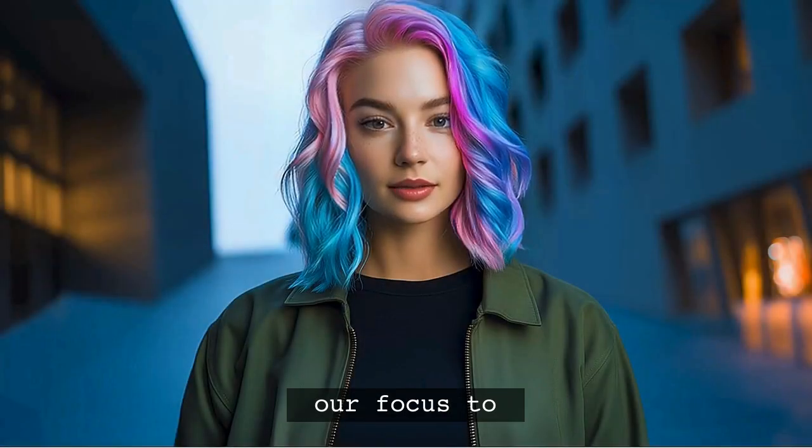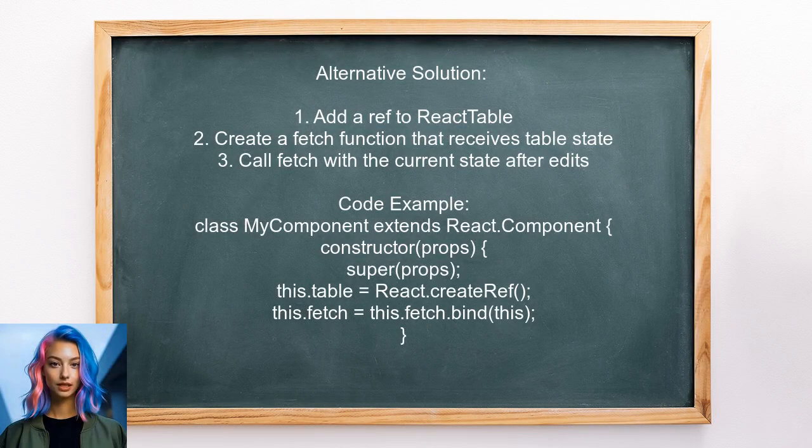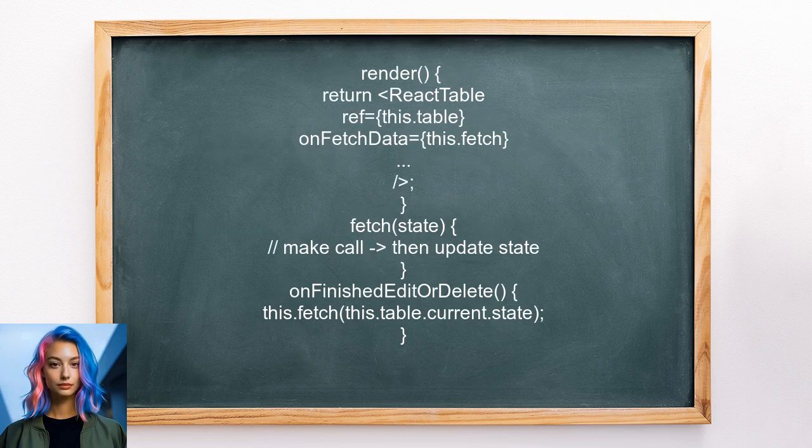Now, let's shift our focus to a different response. An alternative approach to trigger the onFetchData callback in React table involves a few key steps. First, add a reference to your React table component. Then, create a fetch function that takes the table's state as an argument. This function will handle your data fetching and update the table accordingly. After making changes, you can retrieve the current state from the reference and call your fetch function with it, ensuring the table updates just like it would with the onFetchData callback.